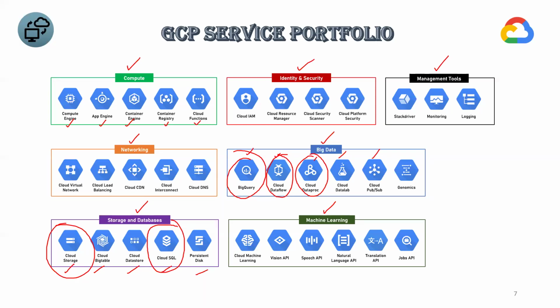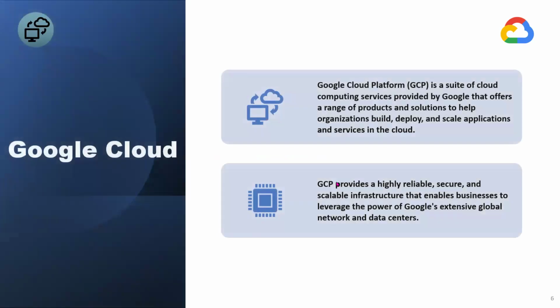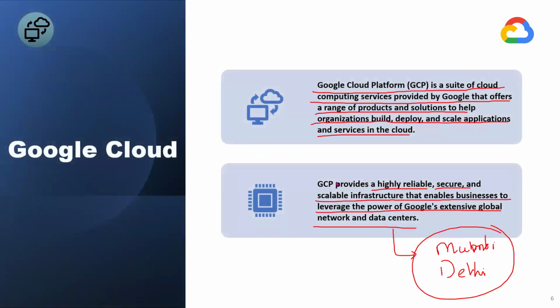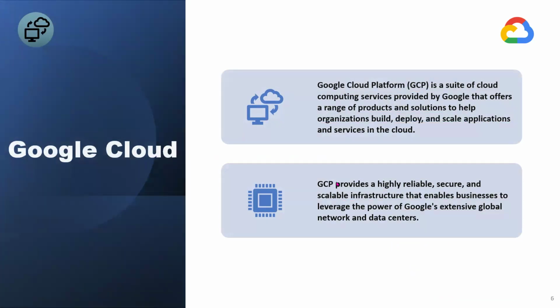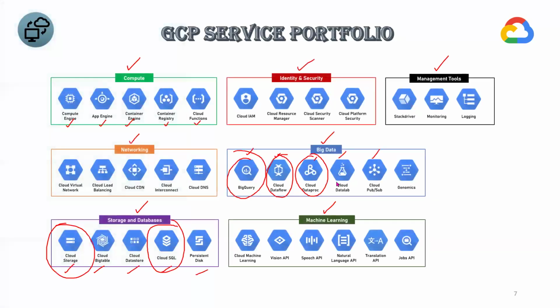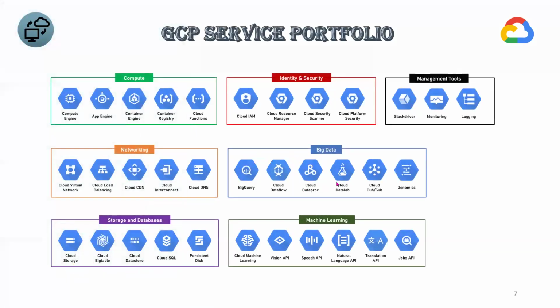So these are the set of cloud computing services provided by the Google Cloud Platform. Try to understand what Google Cloud Platform is. Google Cloud Platform is one of the leading cloud providers providing cloud computing services. These services are highly reliable, highly secure, and scalable infrastructure that enables organizations to build and deploy their applications and services in the cloud. This is the GCP service portfolio.